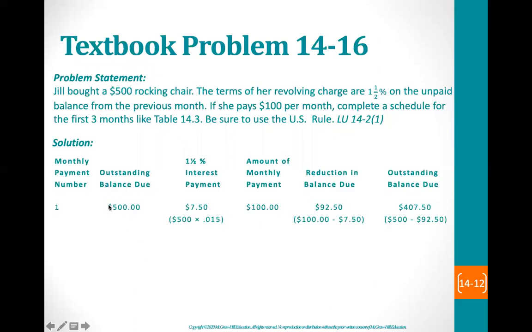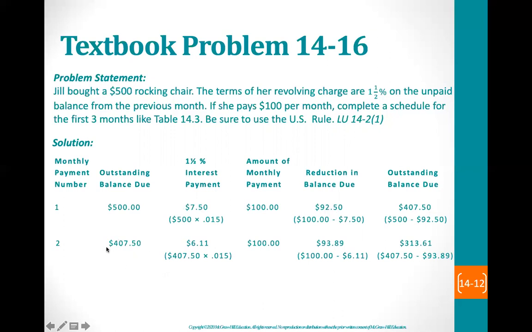So her beginning outstanding balance is $500. She pays $100. 500 times her 1.5% interest. Of that $100, $7.50 goes towards interest. $92.50 goes towards balance reduction. 500 less $92.50 is $407.50.